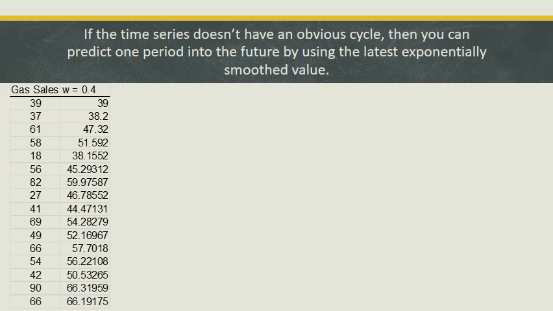In the last video, we already tried W equal to 0.7, which was too little smoothing, and 0.1, which was too much. So let's try W equals 0.4 and find these smooth values. You can verify these for yourself. The last smooth value is about 66.2. So if I absolutely had to make a prediction 1 time period into the future, then I would just use this number.